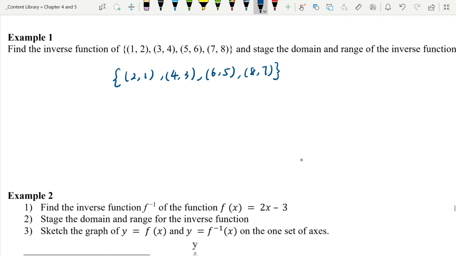So let's say this is the function f. This is the function f inverse. The domain of the function f equals the range of f inverse. How can I write the domain for this question? 1, 3, 5, 7, with curly brackets. Good. There must be curly brackets. It's not from 1 to 7. So 1, 3, 5, 7, 4 points. You use curly brackets.